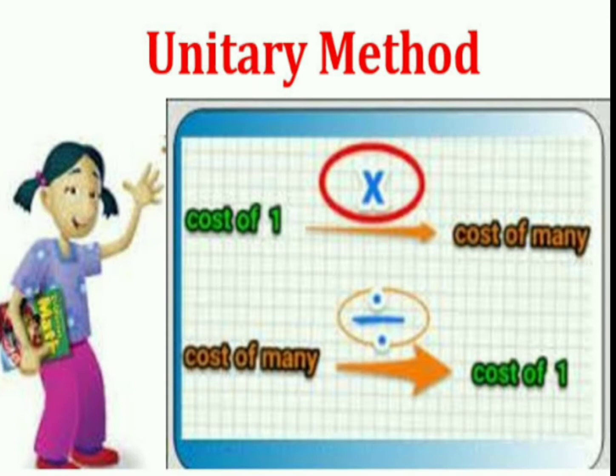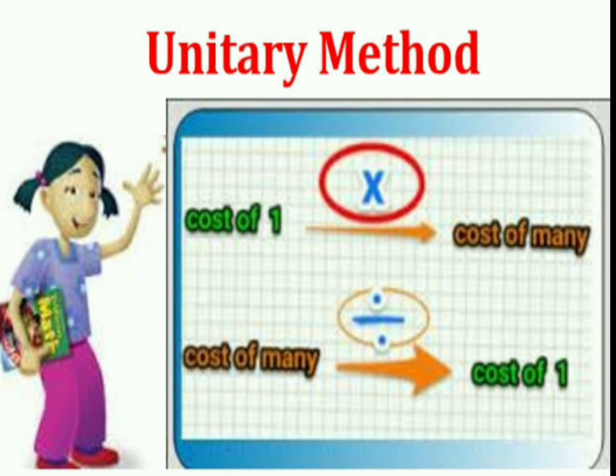Firstly, students, you have to learn what the unitary method is. In the unitary method, unit means one. Clear? For this, you first have to find the value of 1, meaning the cost of 1, or whatever the things given, you have to find out firstly for 1. Then you have to find the cost of many from it. If you are finding from 1 to many, you have to multiply. And when you are finding from many to 1, you have to divide. Clear?